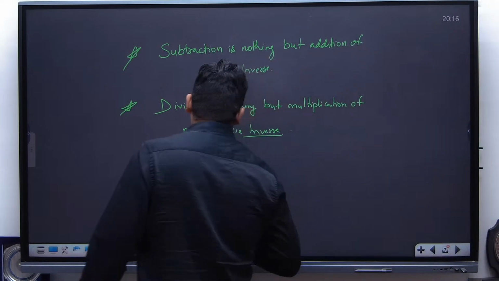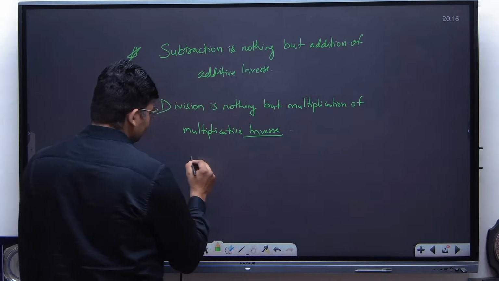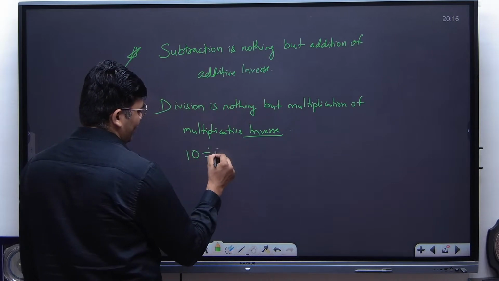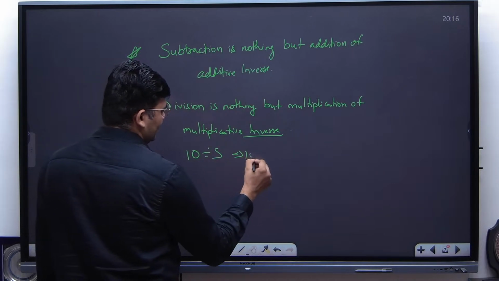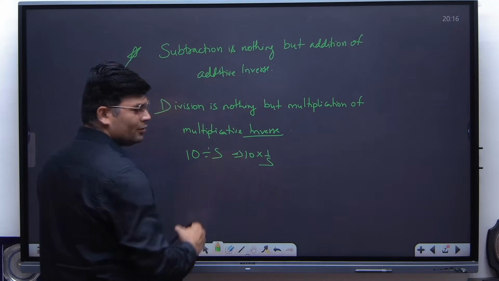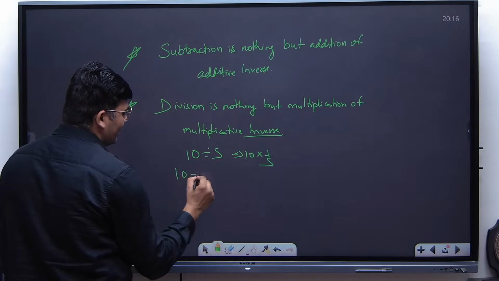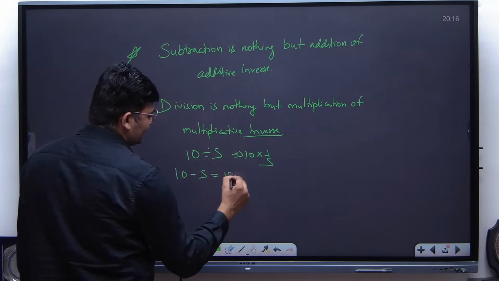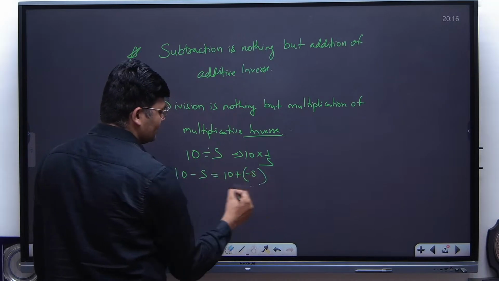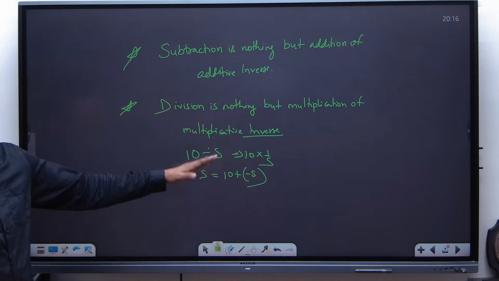So, for example, if I say 10 divided by 5, I can write it as 10 multiplied by 1 by 5. And if I need to write 10 minus 5, it means 10 plus -5. Understood both the concepts?